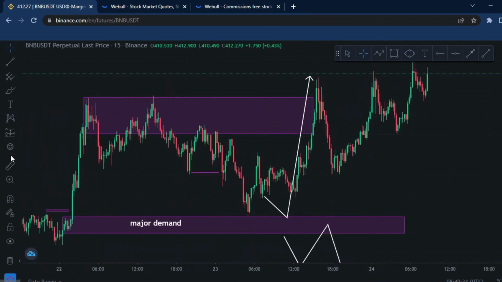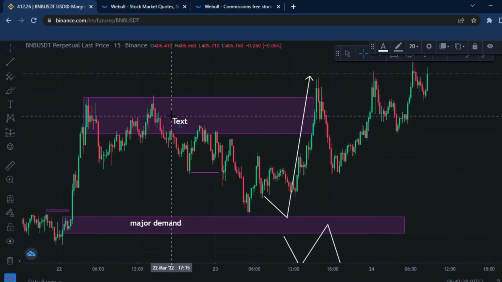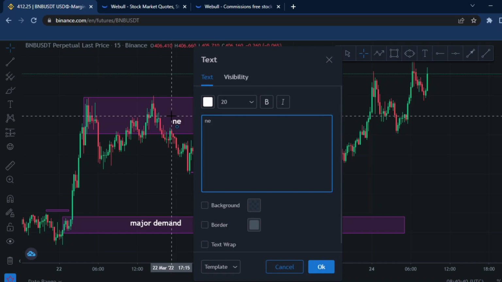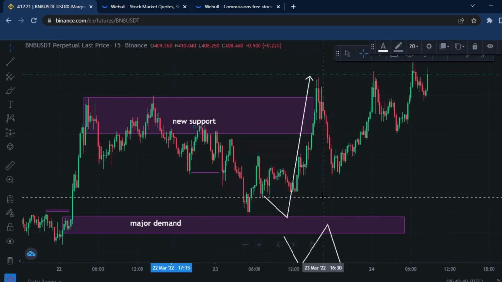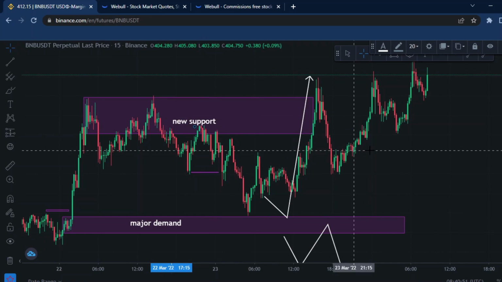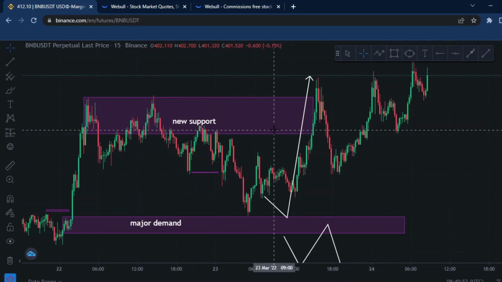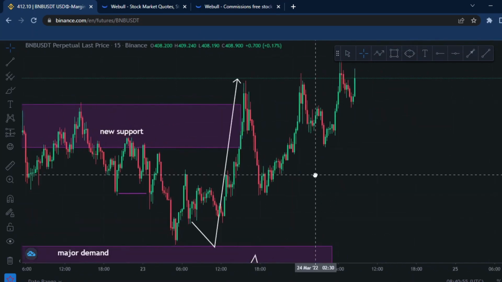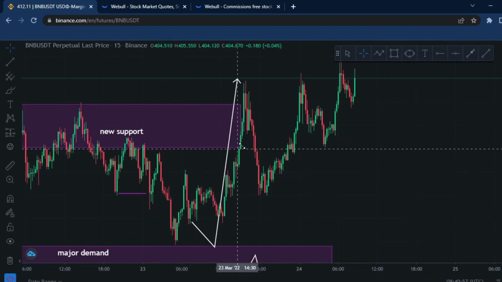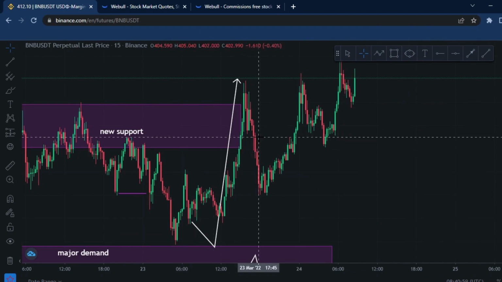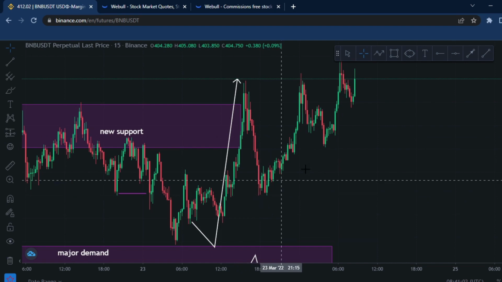So let me get my text icon. I can put new support, new support. This helps us to stop gambling the market, so that we can know where the market is. So when we draw these levels, we look at the movement of these candles, then we see whether to take entries or not.